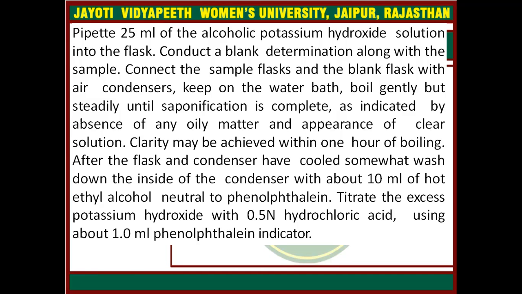Boil gently but steadily until saponification is complete, as indicated by the absence of any oily matter and appearance of a clear solution. Clarity may be achieved within 1 hour of boiling. After the flask and condenser have cooled somewhat, wash down the inside of the condenser with about 10 ml of hot ethyl alcohol neutral to phenolphthalein. Titrate the excess potassium hydroxide with 0.5 N hydrochloric acid using about 1 ml phenolphthalein indicator.